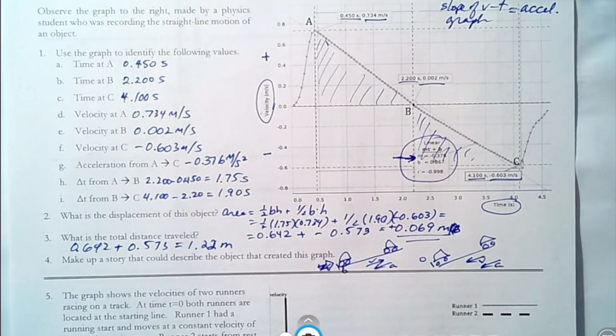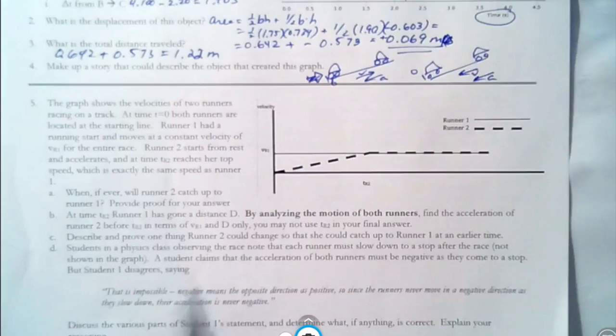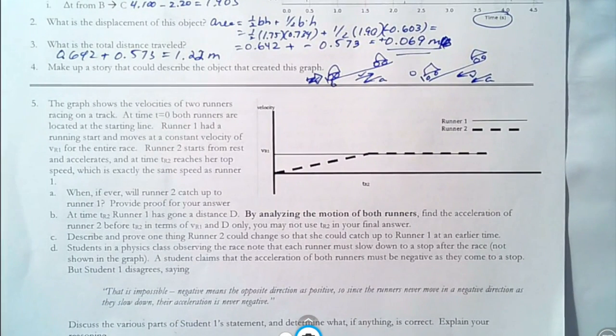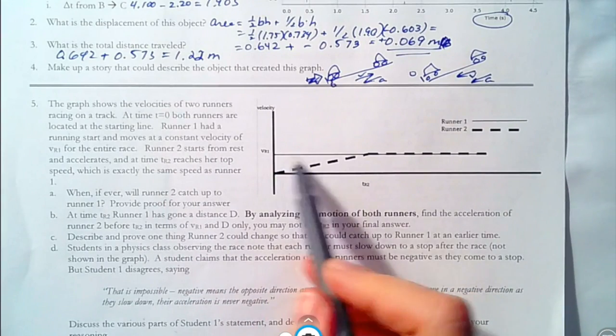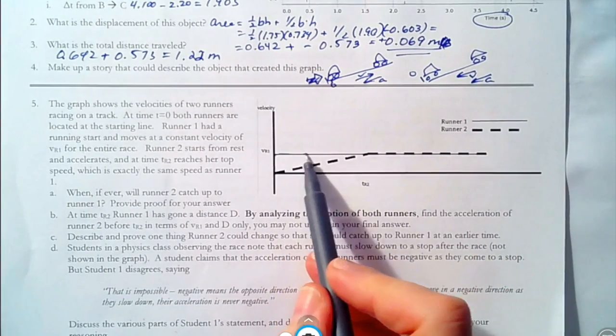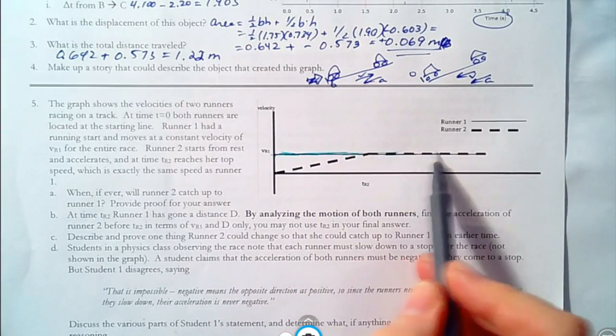That make sense? Okay, number 5, this set of questions. The graph shows the velocity of 2 runners racing on a track. At time t equals 0, both runners are located at the starting line. Runner 1 had a running start and moves at a constant velocity of vr1. So that's what's shown for the entire race. So here's the first guy right here.